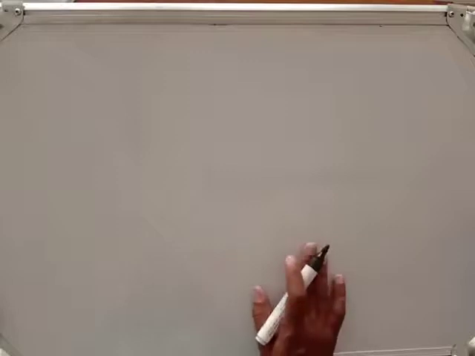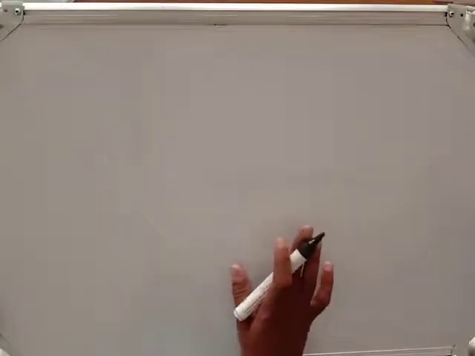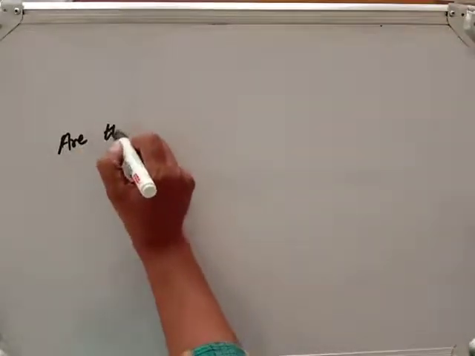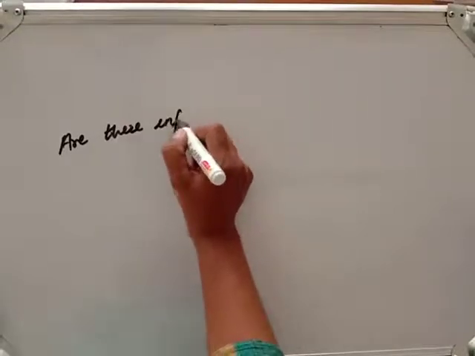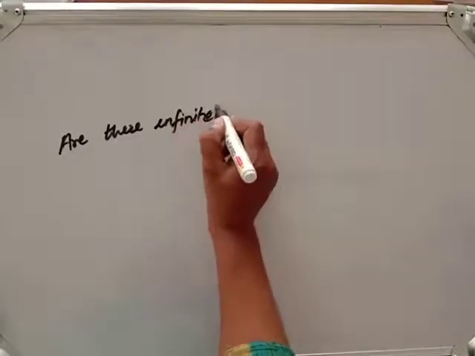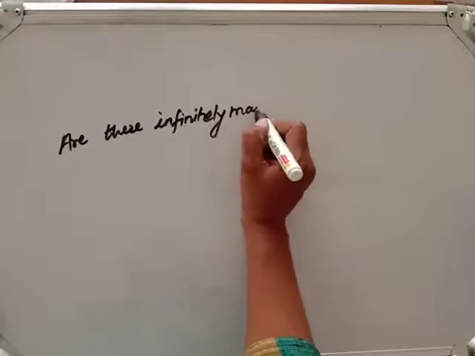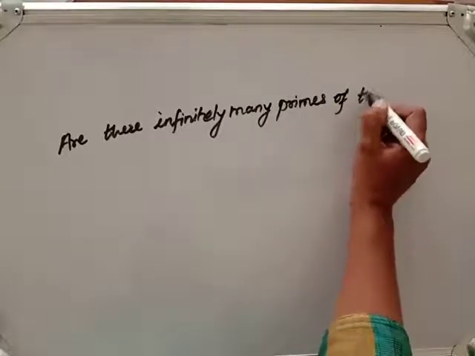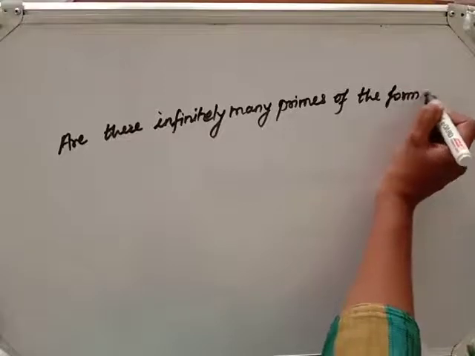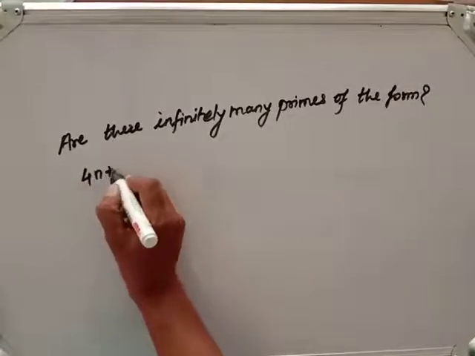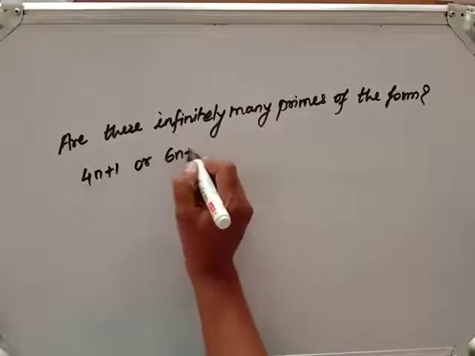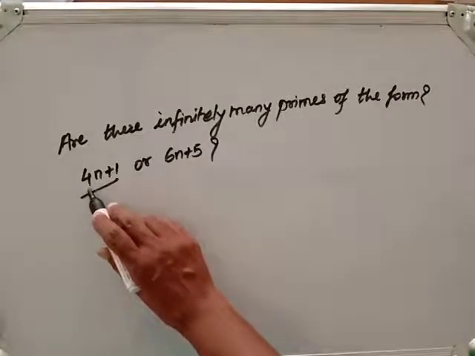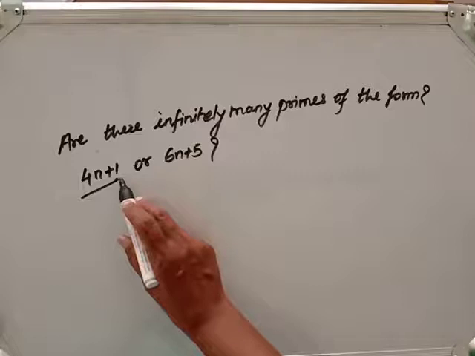How many primes are there? There are infinitely many prime numbers. Now the question may arise: are there infinitely many primes of the form 4n plus 1 or 6n plus 5? 4n plus 1 means that when we divide that number by 4, the remainder should be 1. Are there such primes?